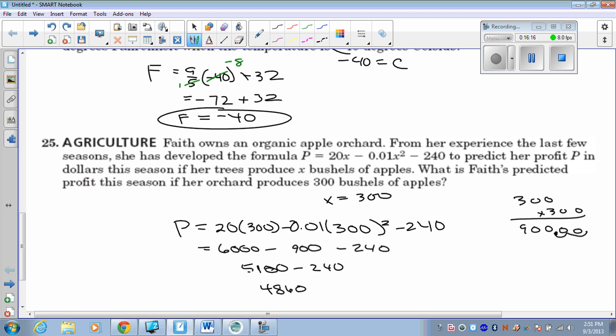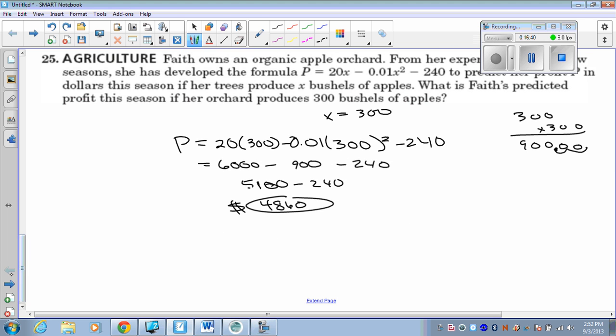4,860, I believe, right? Yeah. So it is possible to do that without a calculator, and that's the predicted profit. So let's go ahead and say that's dollars. Okay, this was negative 40 degrees. I'm going to double check that in my cell phone real quick just to make sure I got the numbers right. Okay, looks pretty good. Let's keep going on.